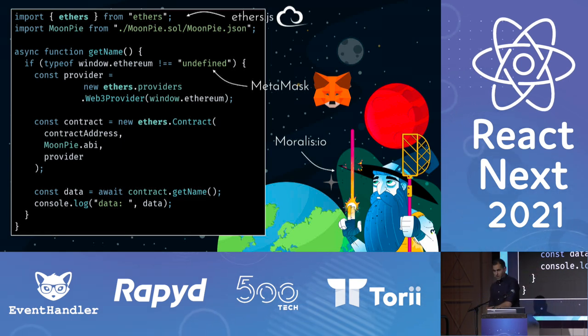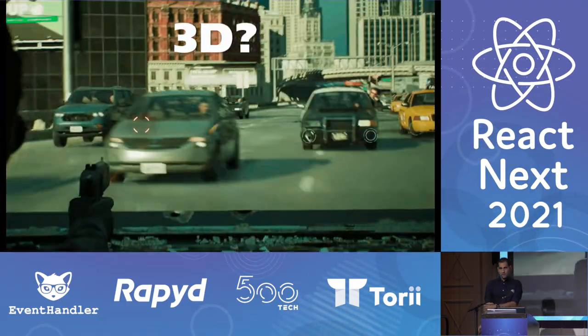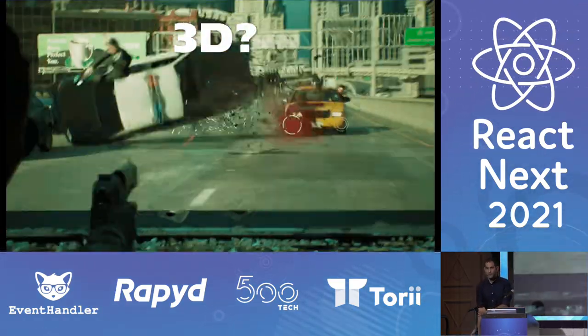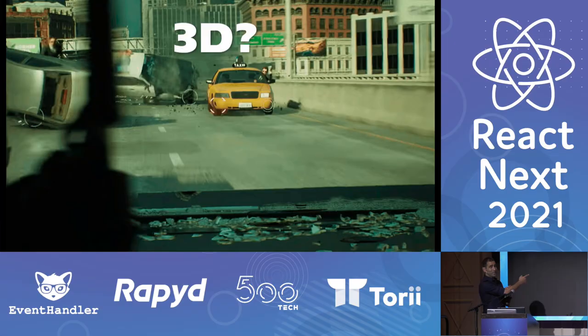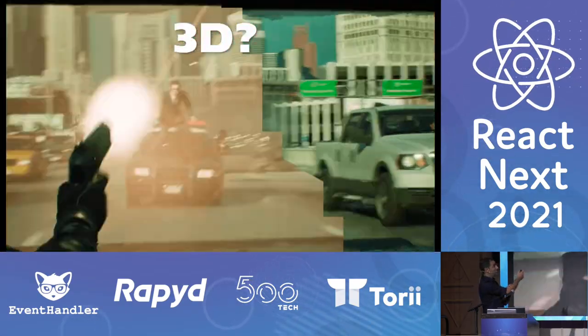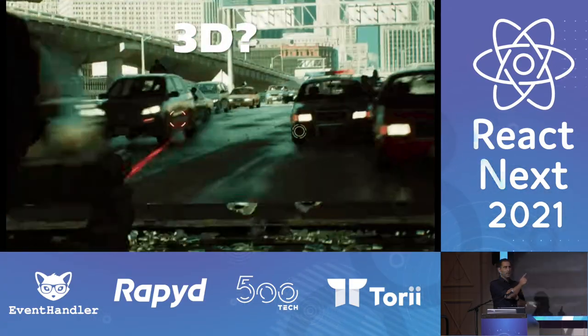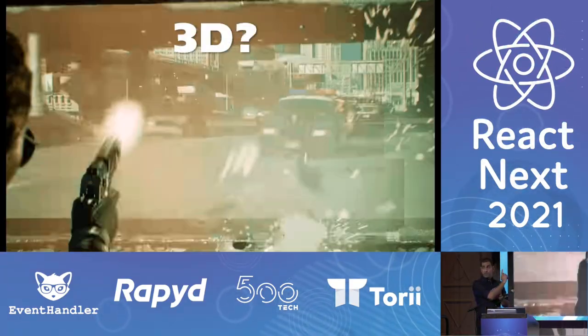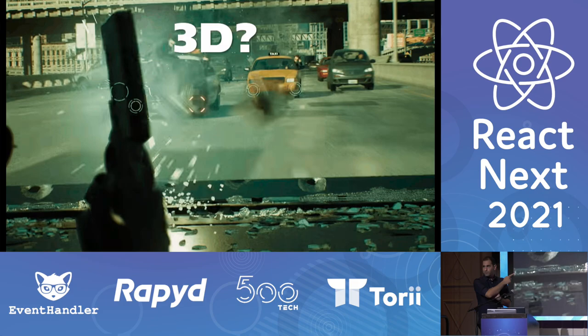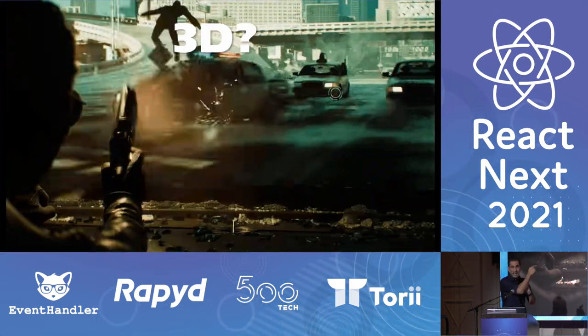You go deeper into the rabbit hole, and you think about 3D. Can we do 3D in React? And this is actually a 3D generated video. This is not a real video. This is a video from the new Matrix game built on Unreal Engine. Look how impressive it looks. And you say, okay, I want to do that.